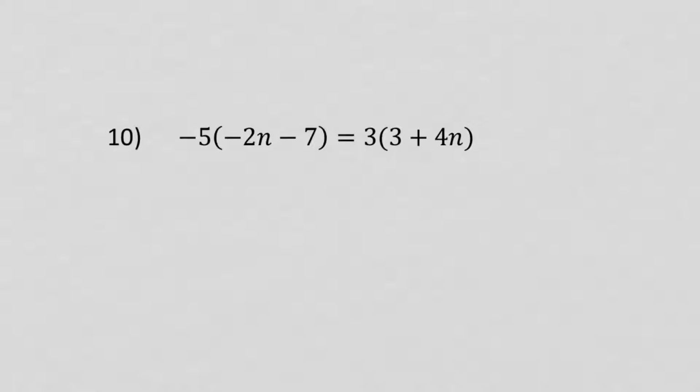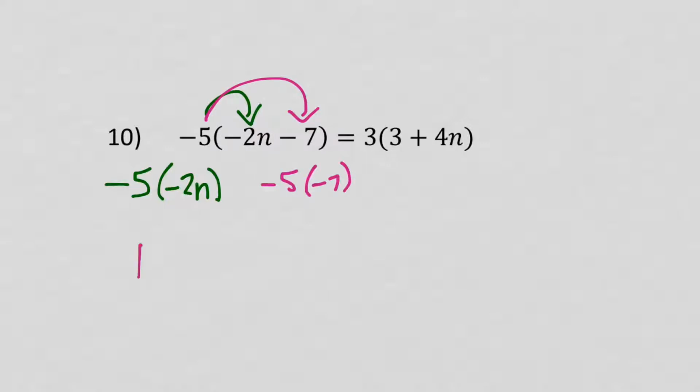And the last question, number 10, we're going to use distributive property twice. Once to distribute by the negative 5, so negative 5 times negative 2n, and then negative 5 again times negative 7. And this is going to give me 10n plus 35. Because negative times a negative is a positive. 5 times 2 is 10. Rewrite the n. Negative 5 times negative 7 is positive 35. Equals, now on the right side, I'm going to distribute the 3.